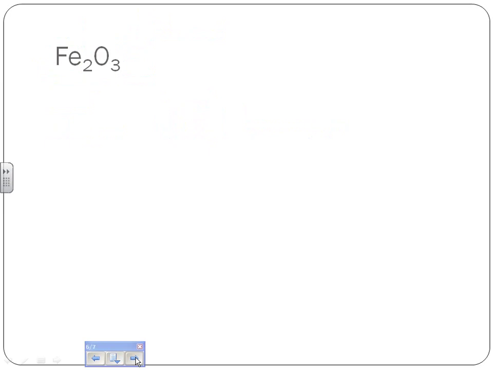A little harder yet still, Fe2O3. Now our metal, our cation, is still iron, so that's good. That hasn't changed from the previous problem. The second part of the name is oxide, and iron is a transition element. It's in the middle part of the periodic table, so we do need a Roman numeral.